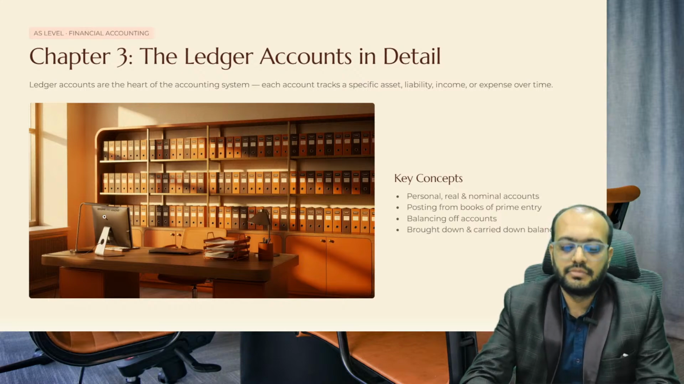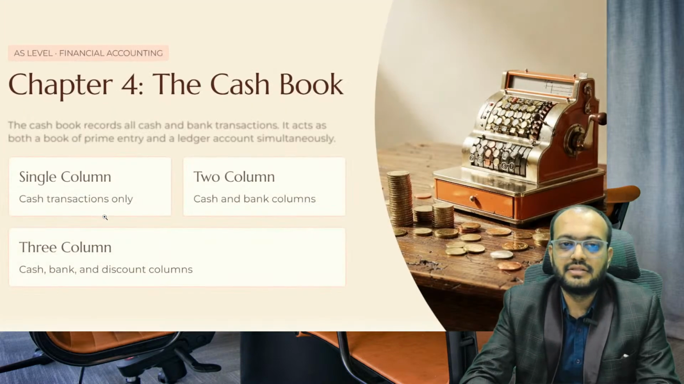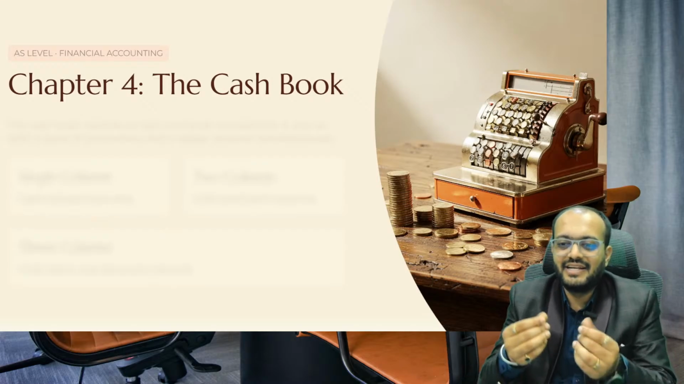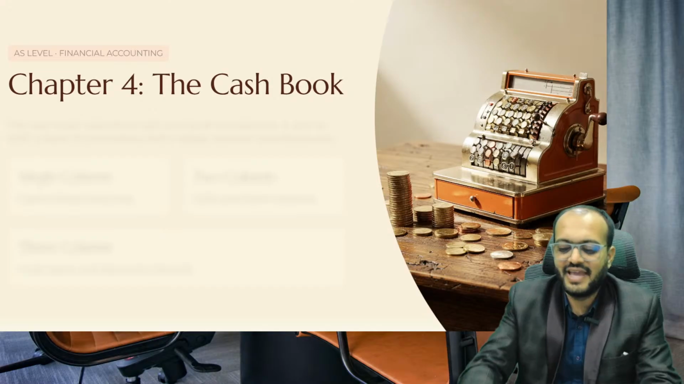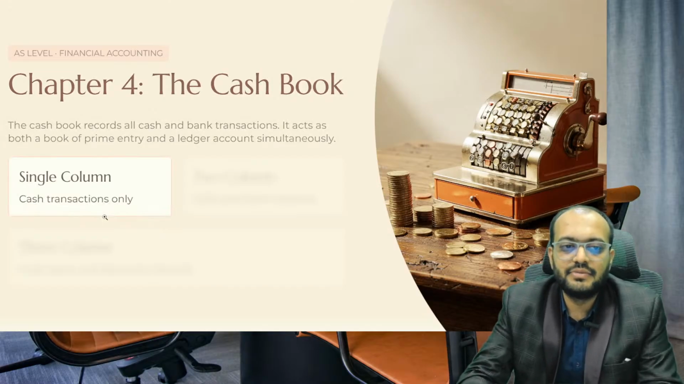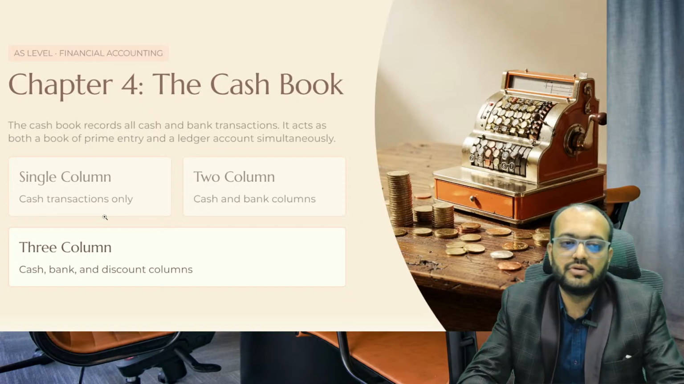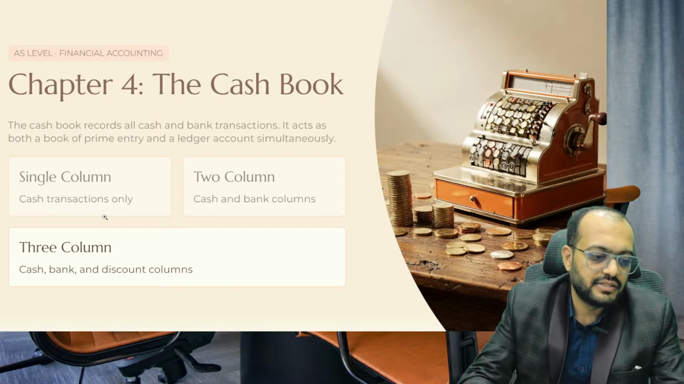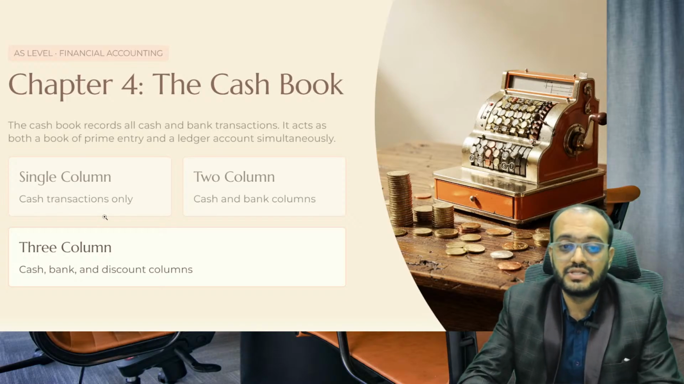Next, move to chapter number 4, whose name is the cash book. The name itself suggests this book is related to money. If we receive money in the business, we write it on the receipt side, and if we pay money to anyone, we write it on the payment side. There are basically 3 types of cash book. One is the single column cash book, where only cash transactions are written. Then the 2 column cash book. The name itself suggests there are 2 columns. Which are the 2 columns? One is the cash column and one is the bank column.